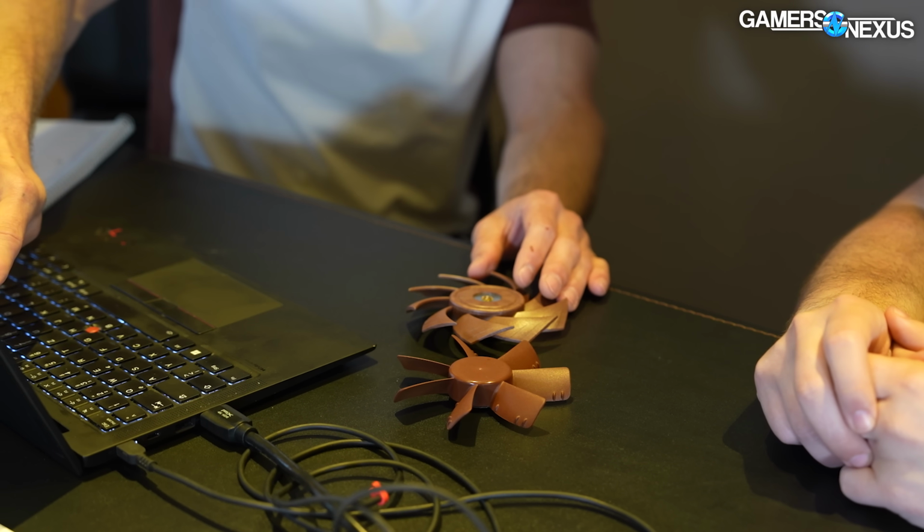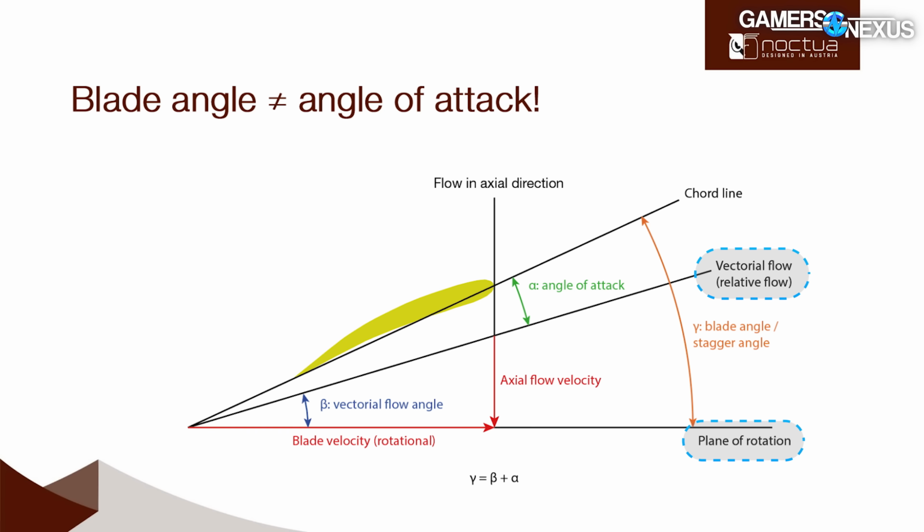And it's the angle between these two vectors that's the vectorial flow angle. So the faster the air is flowing through the fan, or the more air is flowing through the fan at the same velocity, the bigger that angle will become.